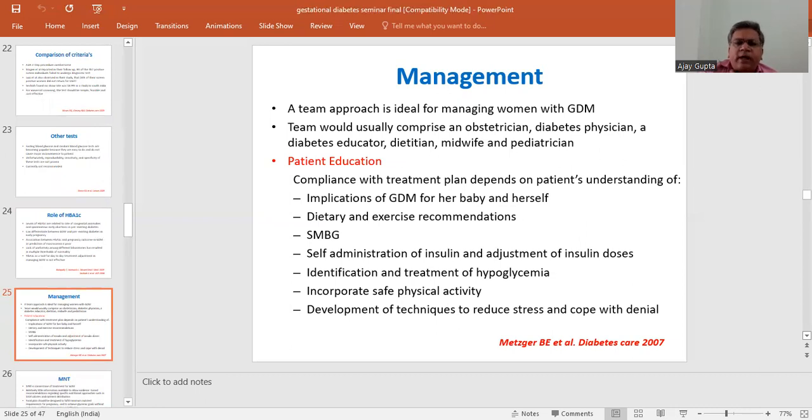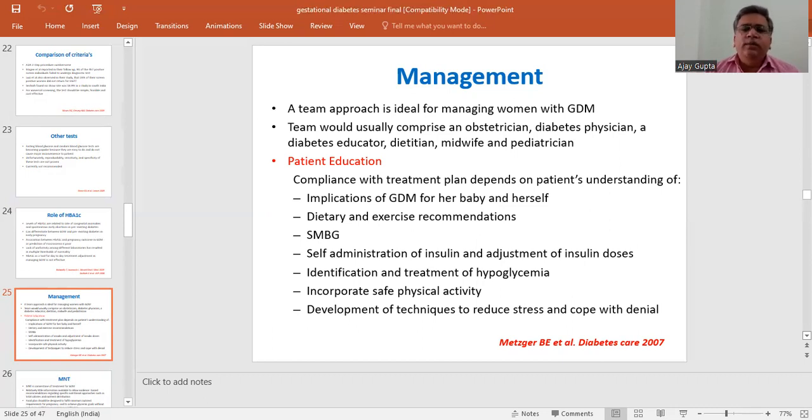Now coming to the management of GDM. Once the diagnosis of GDM is made, how has it to be managed? A team approach is usually ideal for managing a woman with GDM. The team should comprise the obstetrician and gynecologist, diabetic physician, diabetic educator, dietitian, midwife, and pediatrician. Patient education is one of the important aspects of the management of gestational diabetes mellitus. If the patient is not educated, then all your therapeutic options are usually of limited benefit.